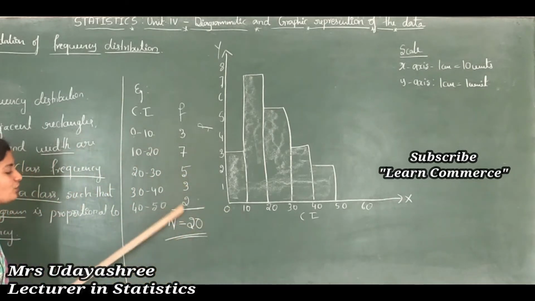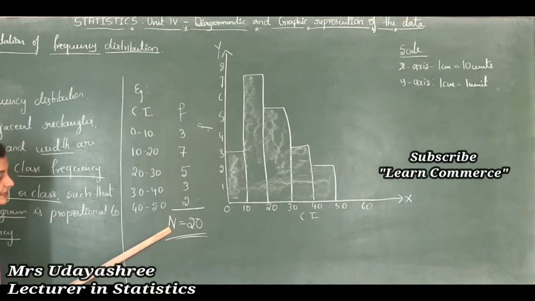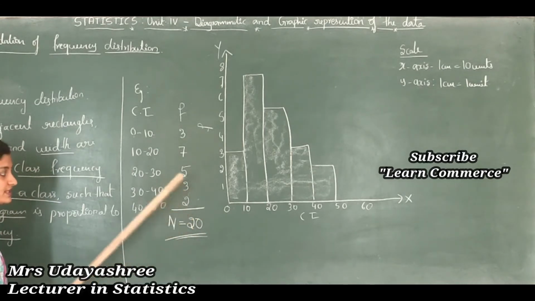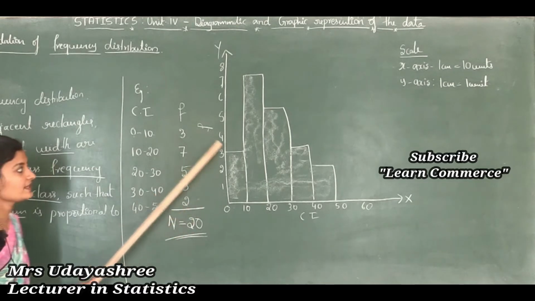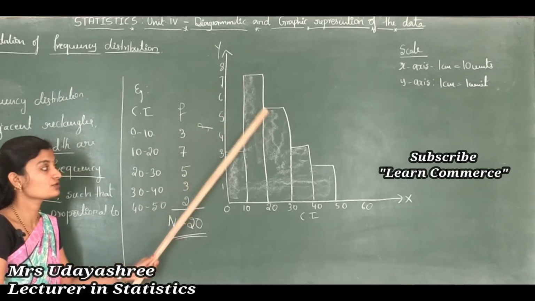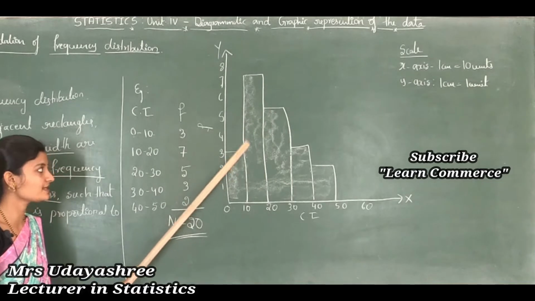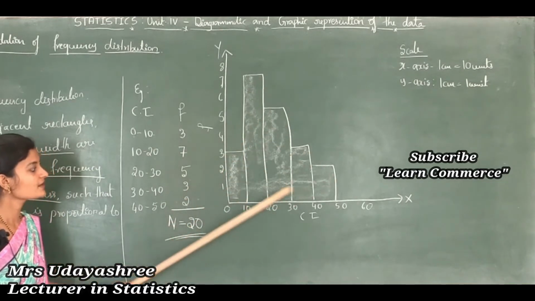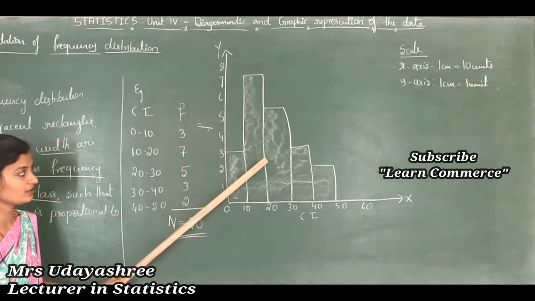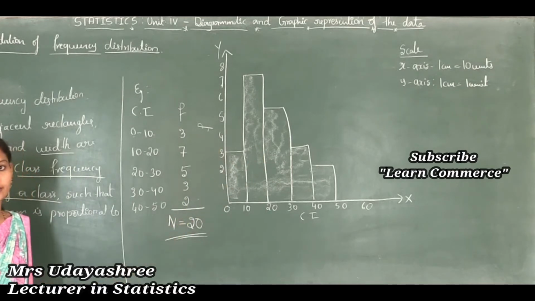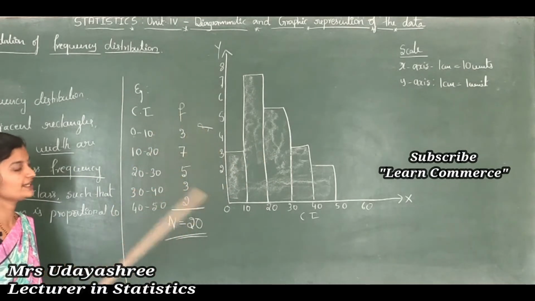Here the total frequency is denoted by capital letter N. So capital N is 20. So 20 is the total frequency. This 20 is the area of frequency. So the area of the histogram, see, this is the area of the histogram like this. So this area of the histogram is 20. Okay, this is all about the histogram.